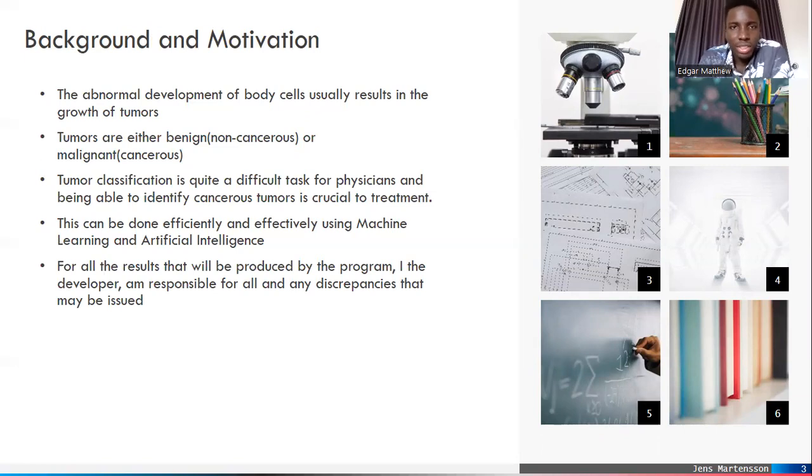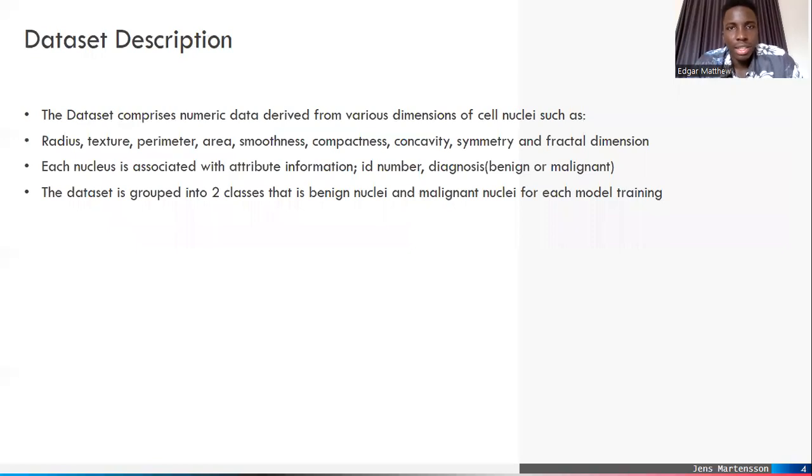The classification, since it's difficult to be done by physicians and doctors, can be accurately done by a well-trained and stable AI model or machine learning model, which is the main purpose of this project. The dataset we used included features of a numerous number of cells.